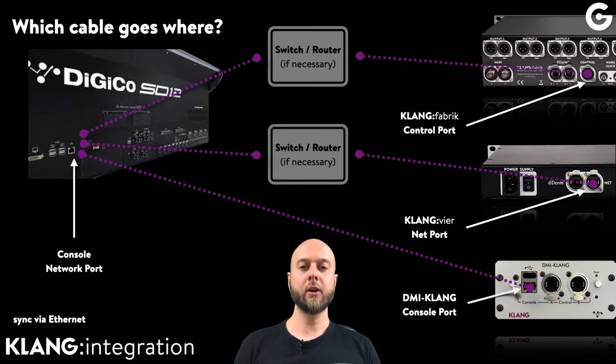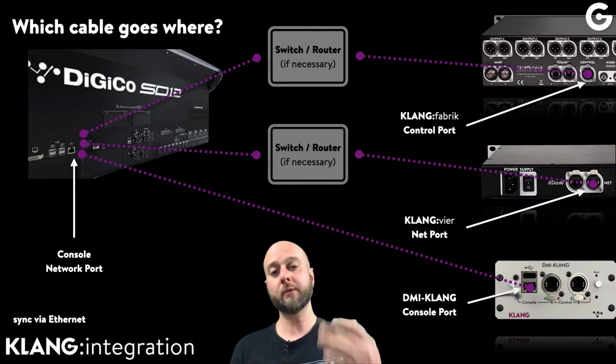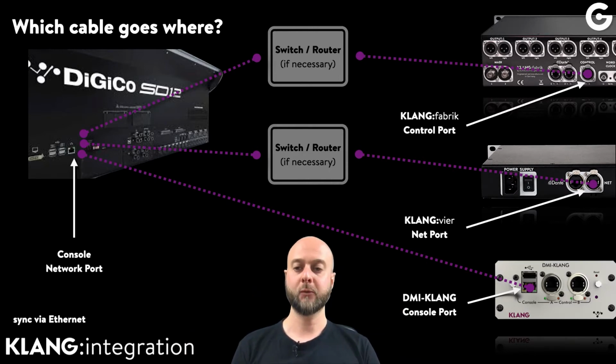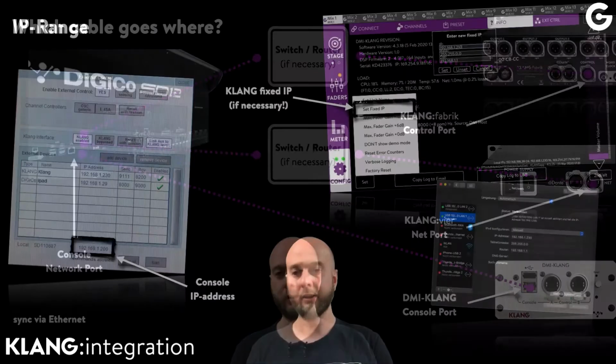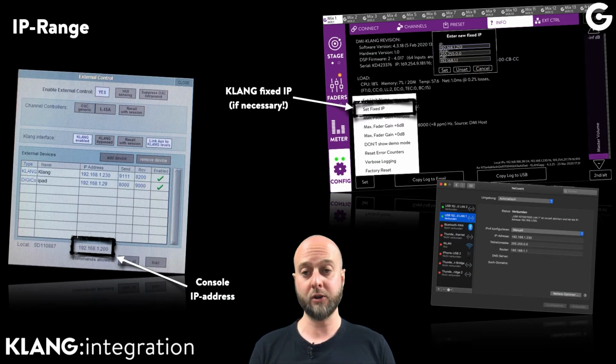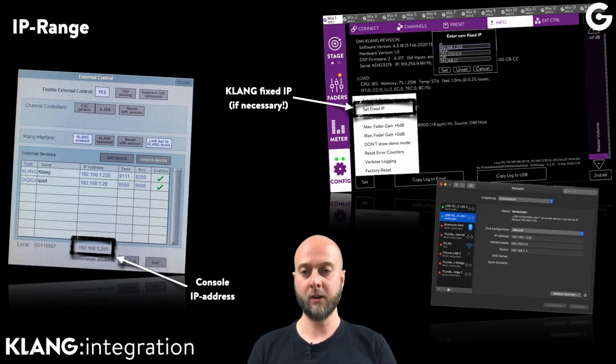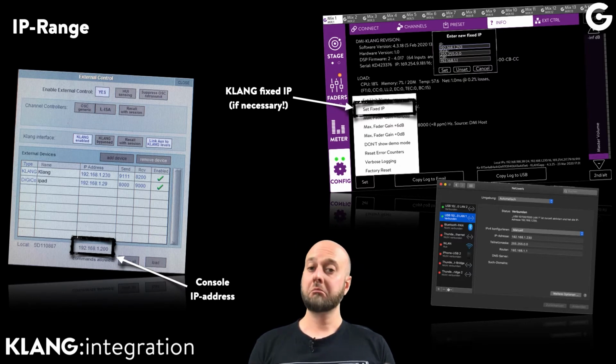If we want to incorporate some other devices or we want to have a Wi-Fi router in there, we can just put one of these in the middle and we're done. So that's very easy to connect. That's the physical side. Now we need to make sure that the devices can actually talk to each other. If I open the external control panel on my console, I can see on the lower part of that window the IP address of my console. In my example here, that's 192.168.1.200.